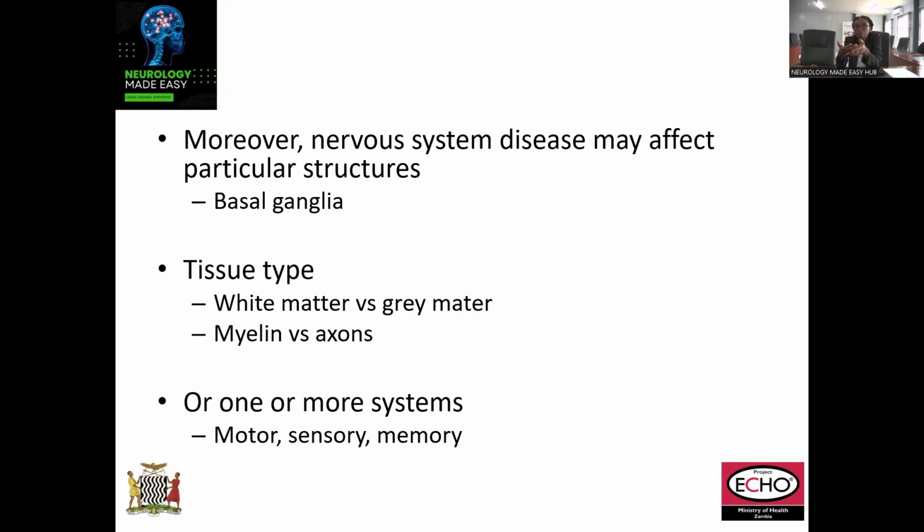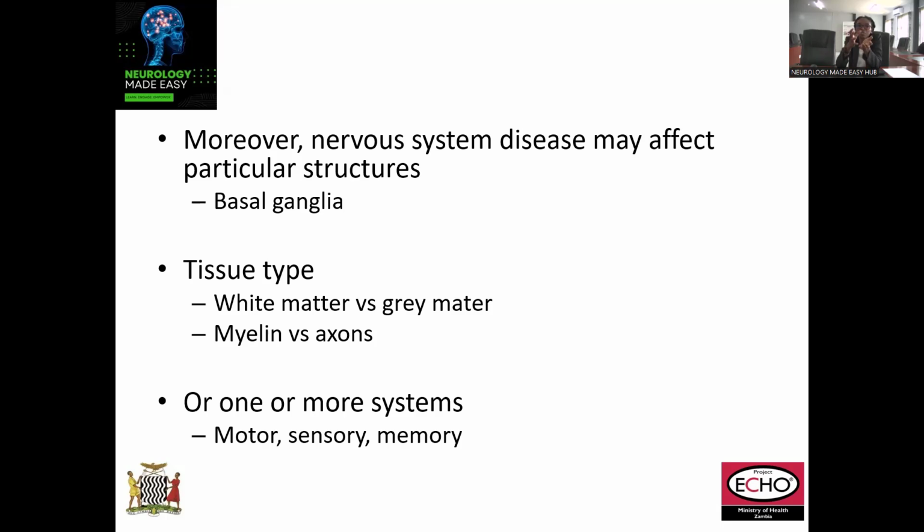We can also think about tissue type. Okay, is this white matter disease or is this gray matter disease? Is this affecting the myelin versus the axons? So the myelin is that covering that is surrounding the nerves, and then the axons will be the nerve itself within the myelin. And so conditions such as multiple sclerosis, which is in the central nervous system, is affecting the myelin, the covering. And if it's in the peripheral nervous system, conditions such as Guillain-Barré syndrome will also affect the myelin with regards to the peripheral nervous system, that is the peripheral nerves.